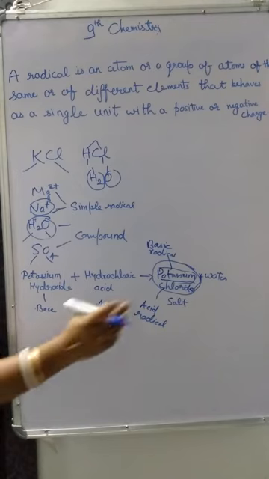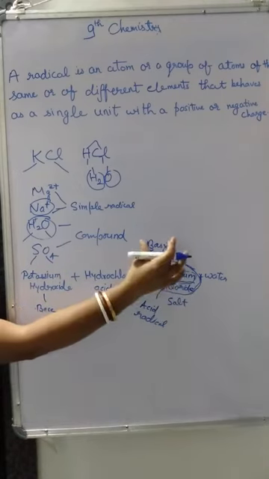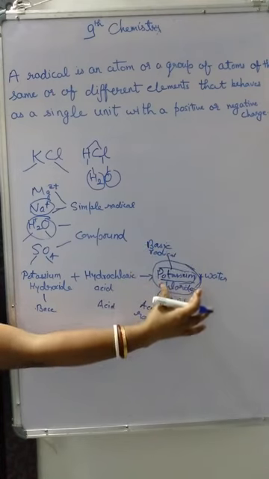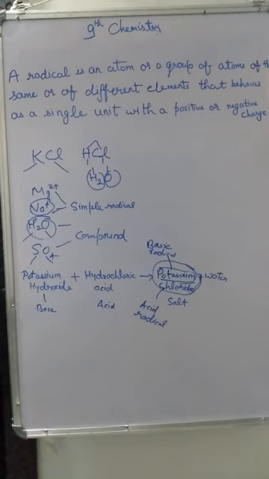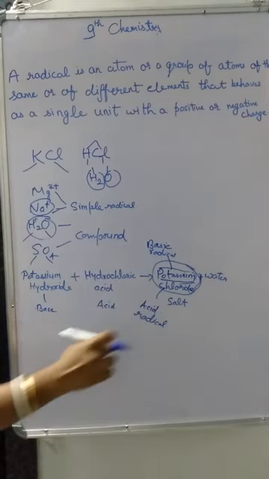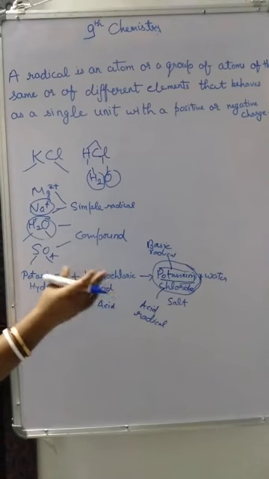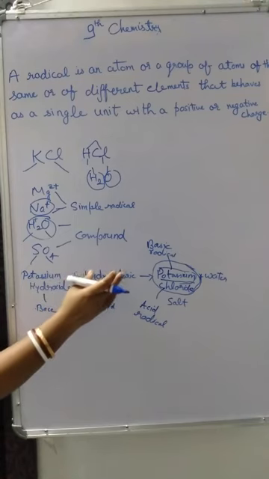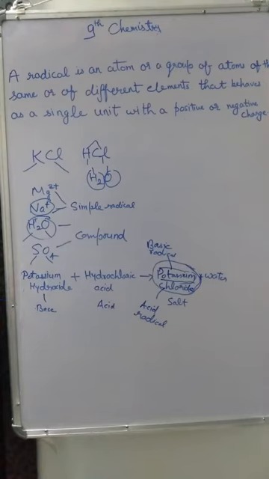Since this part is taken from the base, that is why it is called basic radical, and this part is taken from the acid, that is why it is called acid radical. And water. So this whole process is called neutralization. When one acid is reacting or combining with the base, it forms salt and water. This process is called neutralization.